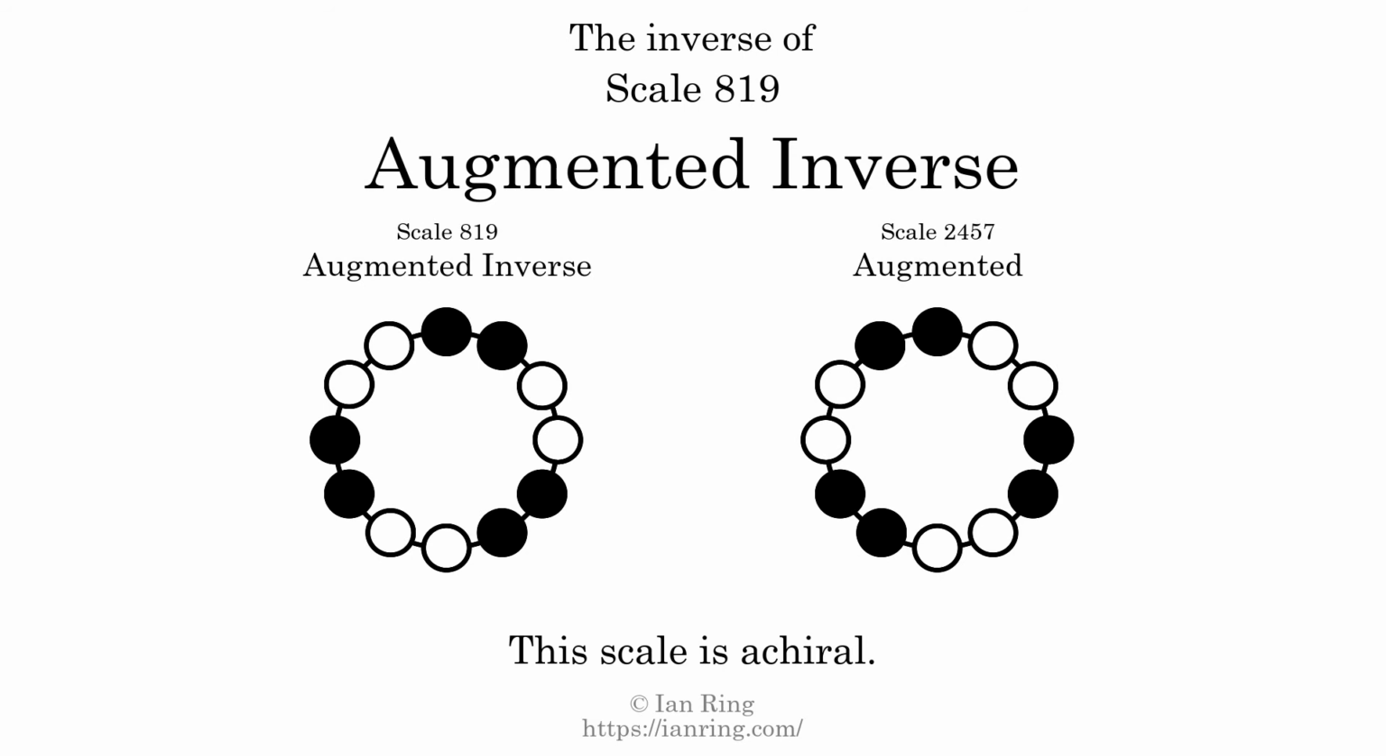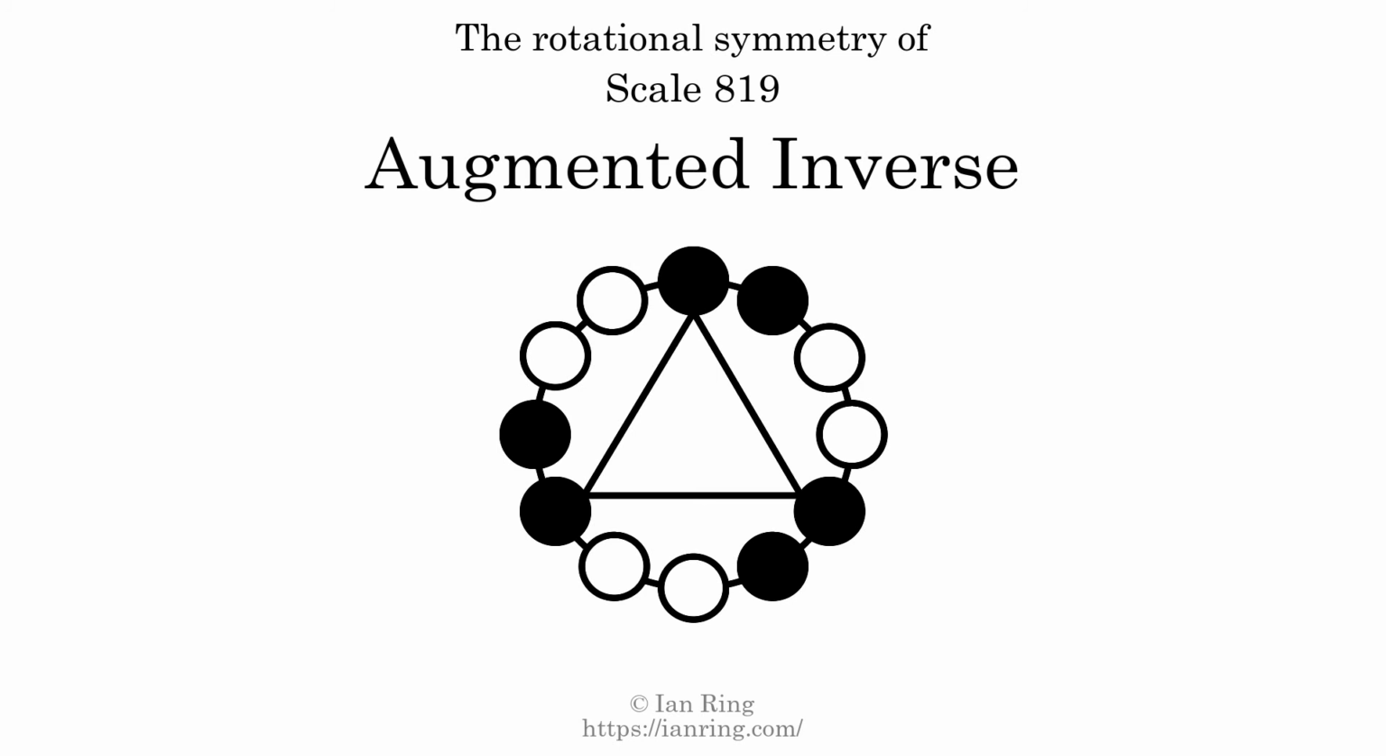The inverse of this scale is scale 2457, also known as augmented. This scale is achiral, since it can transform into its own reflection by a rotational transformation. This scale has rotational symmetry at 4 semitones.